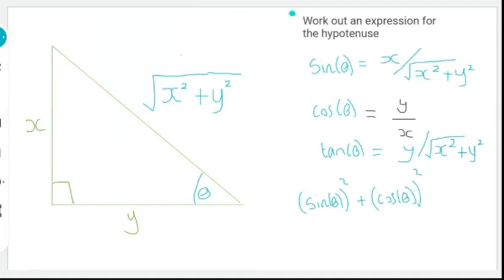Ooh, yes, okay. So for sine of theta, x over the square root of x squared plus y squared, indeed. Cos of theta isn't quite y over x. Whoever wrote cos of theta is y over x, and tan of theta isn't quite y over x squared plus y squared.